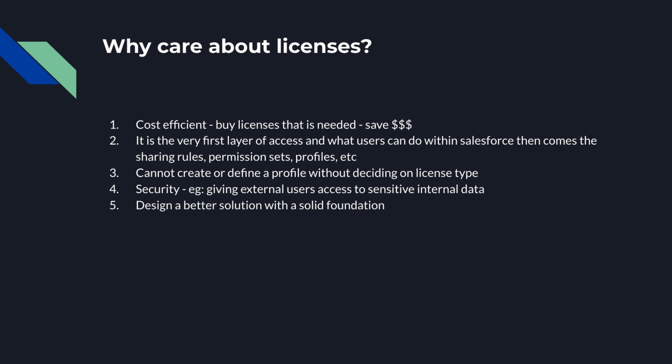And it is the very first layer of access. We talk about profiles, permission sets, sharing, visibility, but in reality the license type is the first layer of access that you're gonna get. If you don't have a certain license type to start with, you may not get access to certain objects and functionality. So it is the first layer of access. You also cannot create profile without deciding on a license type. Anytime you try to create a profile, it asks you, that's the base thing that you need. License is tied to the profile.